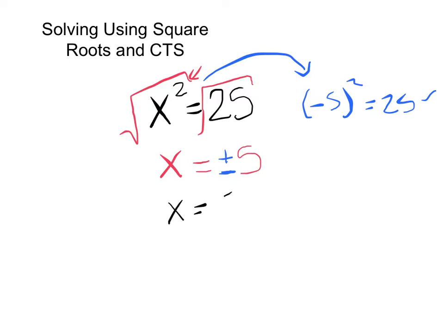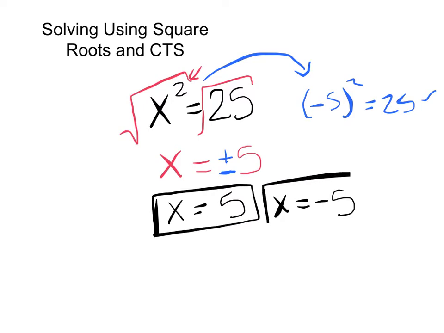x equals 5 and x equals negative 5. So the solutions to this quadratic problem are 5 and negative 5. That means the x-intercepts are 5 and negative 5. So that's just solving using square roots. Pretty not too bad. You isolate the x squared term and you take the square root of both sides.